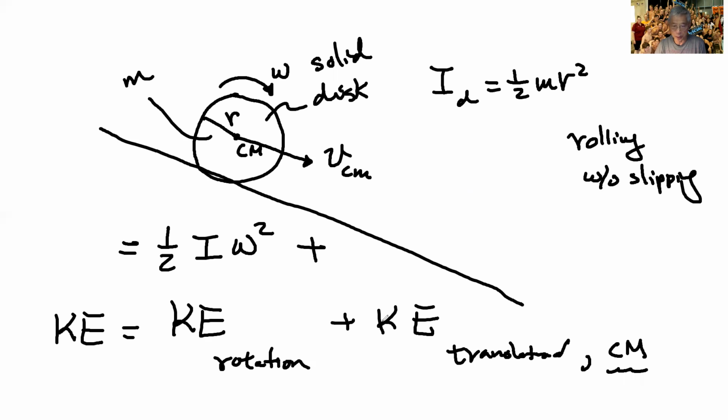So then this one here, the translation, will be 1/2 M of the center of mass, so the entire m, this m here, times V of the center of mass squared, right? And that's your formula, okay?